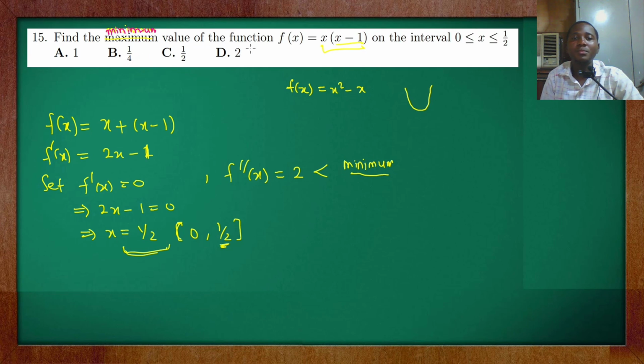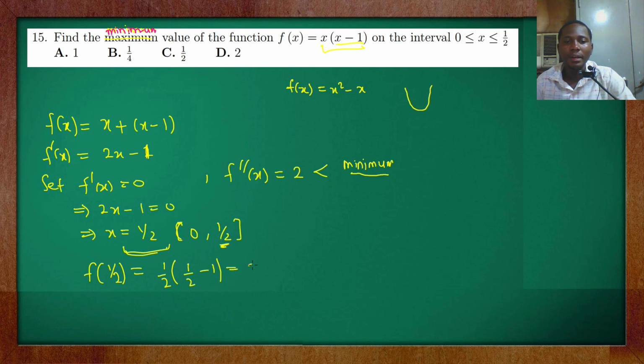All right, so since that is minimum at this point, our minimum value is at the point x equals 1 over 2. So if we substitute it back into our function, f of 1 over 2 will give us 1 over 2 multiplied by 1 over 2 minus 1. So that means that we have this to be minus 1 over 4.